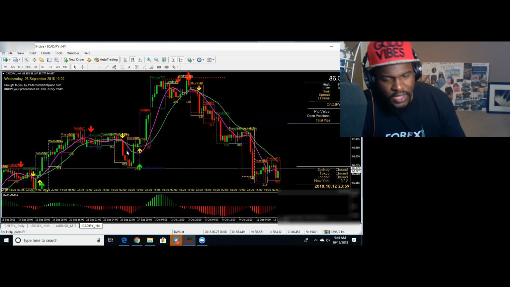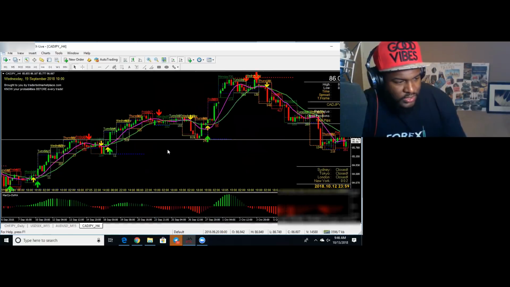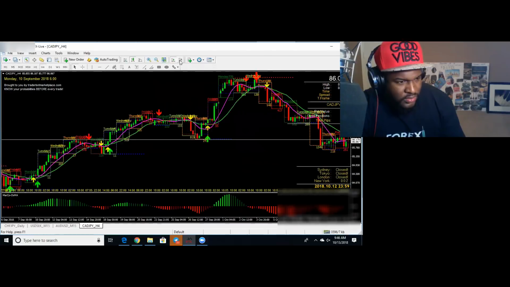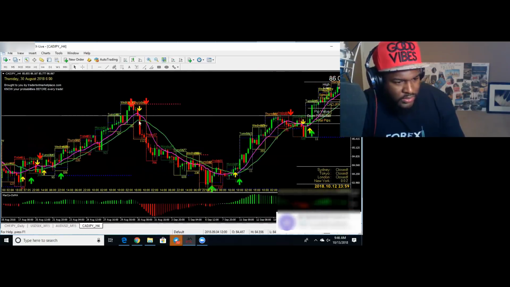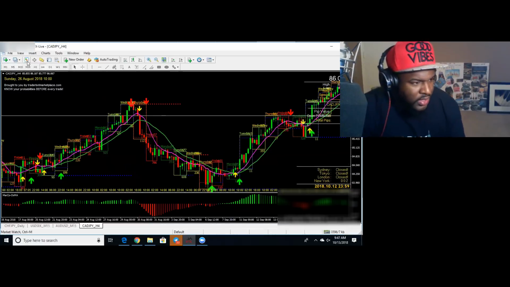You can actually use this system for swing trading. You do a lot of swing trading on this system. See how it crossed? The EMAs crossed here, came back and crossed here again. You go in for a buy.